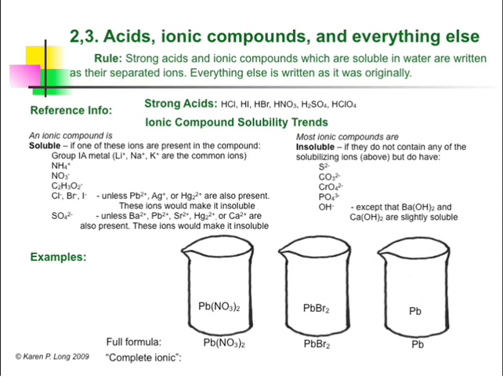Okay, lead 2 nitrate, the first one. Let's see what happens when we put water into the beaker. Watch the beaker. Why did it separate into ions? It's a soluble ionic compound. It has nitrate in it, and those are all soluble. Since it separates into 1 lead and 2 nitrate ions, we would write it as Pb2+ + 2 NO3-.